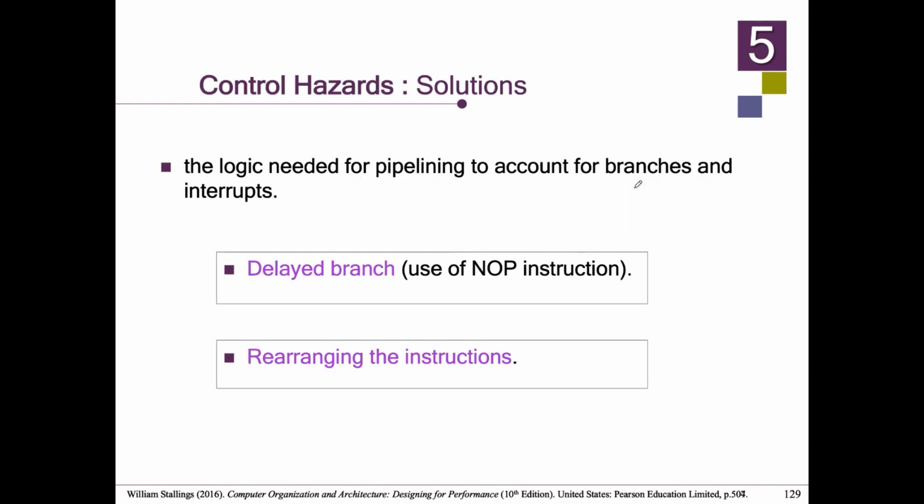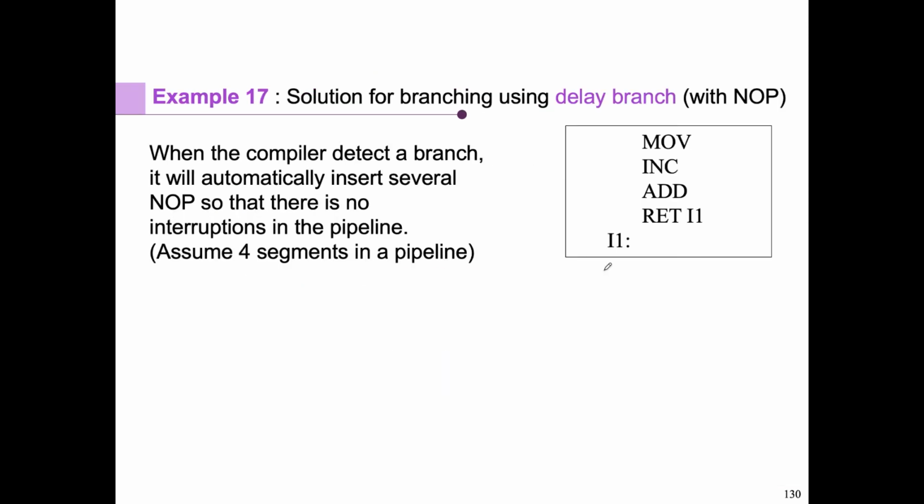So for control hazard, there is a solution. The logic needed for the pipeline to account for branches and also interrupts is delay branch and rearranging the instructions. This delay branch is the use of NOP instructions. Solution for branches using delay branch with NOP: when the compiler detects a branch, it will automatically insert several NOPs so that there is no instruction in the pipeline.